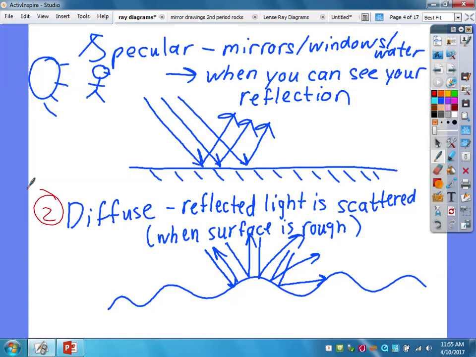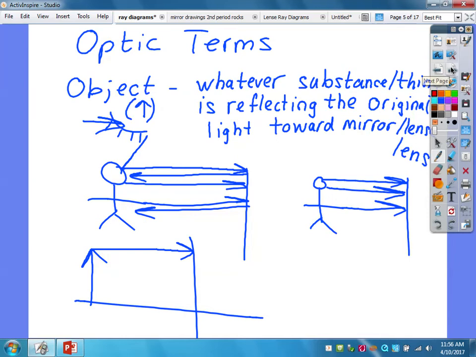Okay? That's more terminology. When we start doing our ray diagrams, we are specifically looking at specular reflection because we want to see an image. Diffuse produces no image. Okay? I should say no clear image. Obviously, it might form certain colors and signs of, like, hey, something is there, but it's not clear. You're picking up pieces of it.